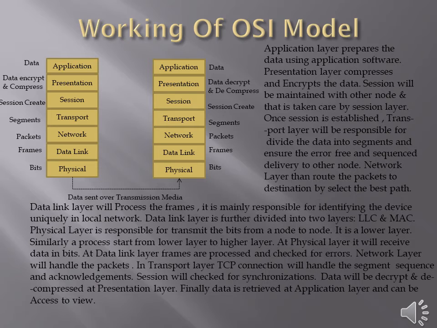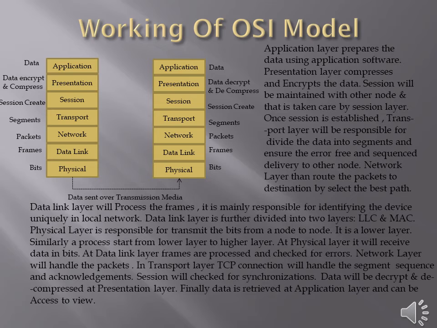Session will be maintained with other node and that is taken care of by session layer. So when we are sending this document to another person on a network, we'll attach the document to some service like mail service, or we can send it through file transfer protocol or by remote desktop protocol. So for sending this document, first of all we will create a session with the other node. Once a session is established, transport layer will be responsible for dividing the data into segments and ensuring error-free and sequenced delivery to the other node.